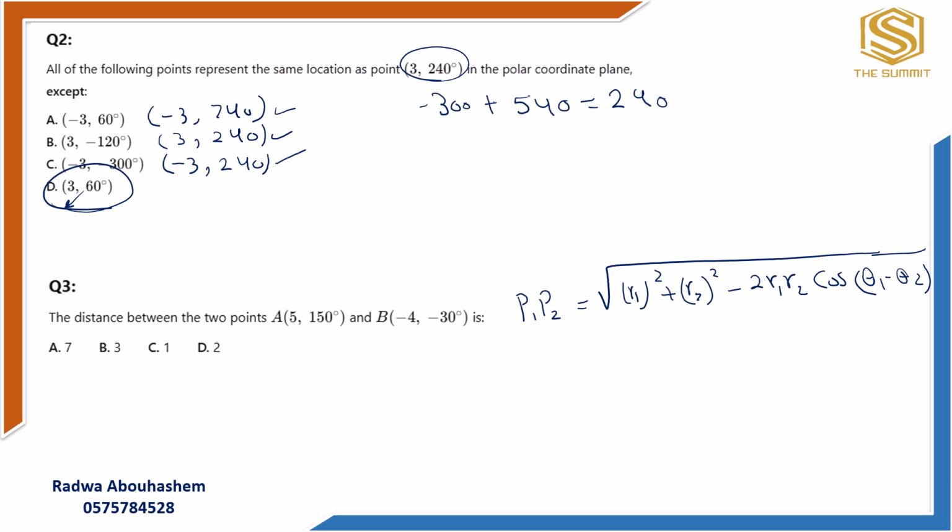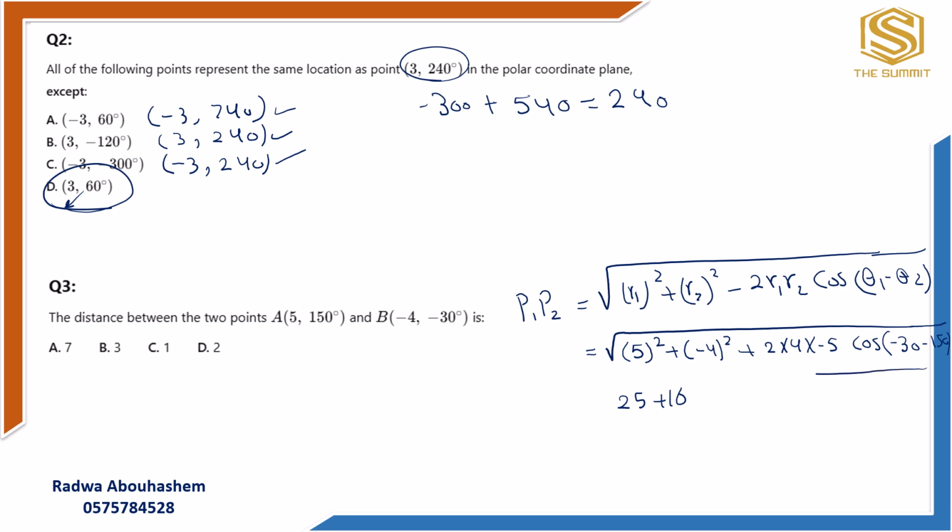Let's apply the rule. So here it is, 25 plus 16. 2 times 4 times negative 5 gives me negative 20. And cosine of negative 180 gives me negative 1. So this would be negative 1, and this would be negative 20. So negative 20 times negative 1 gives me positive 20. And here's minus. So here's 20.